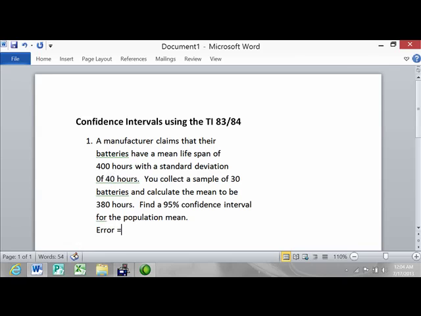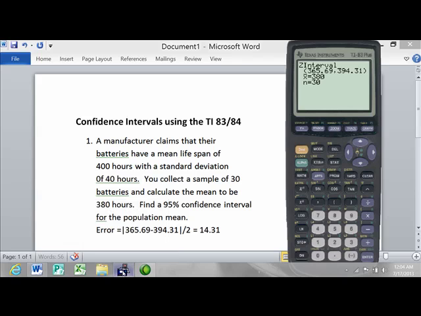Just note, if we want to get the error, it is going to be equal to 365.69 minus 394.31 and the absolute value of that. So you take the absolute value of the difference between these two and you divide by 2, and so you will get the error as 14.31. So the error is 14.31, but the confidence interval is 365.69 to 394.31.